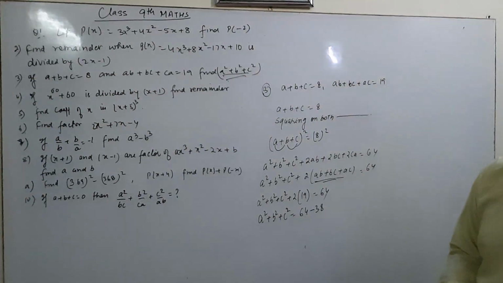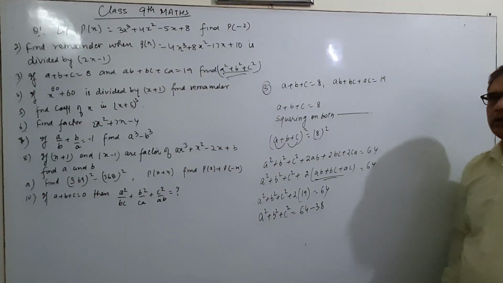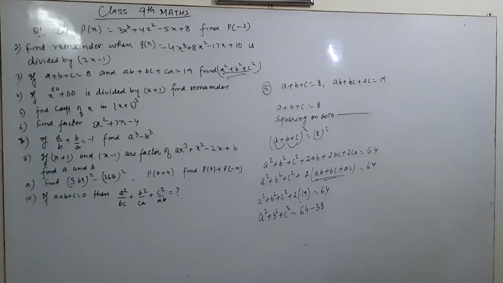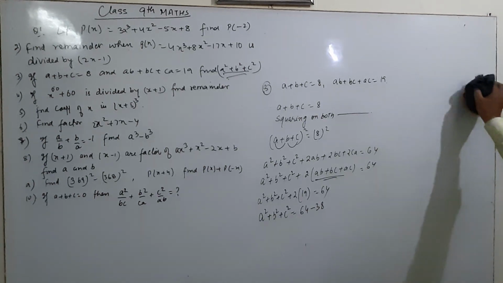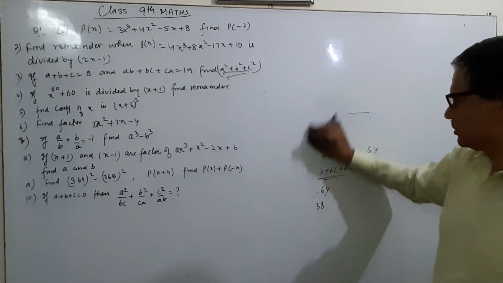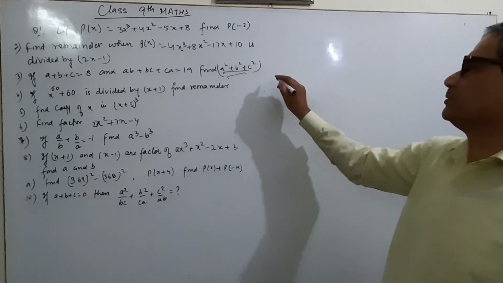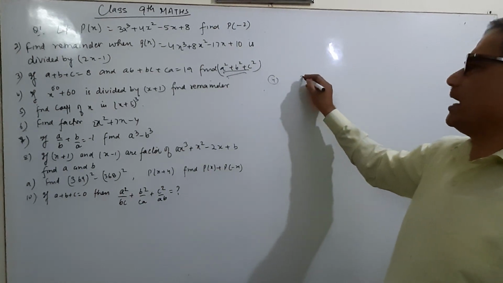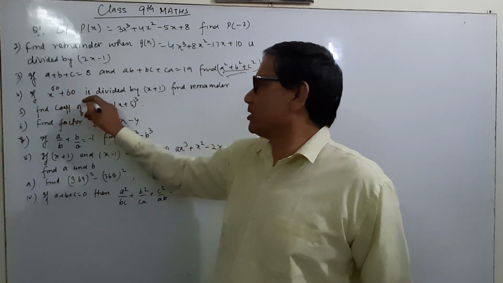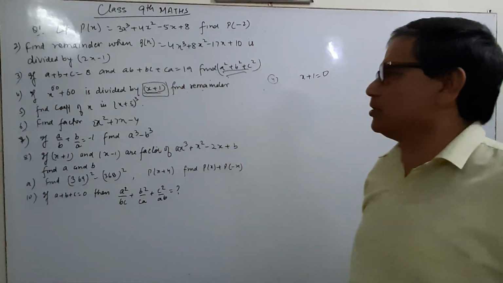This is question number 3. In this way we can find out the solution. Which one is question number 4? What is this, 4th question? x plus 1 equal to 0. x to the power 60 plus 60 is divided by this. Find remainder. So it means put x plus 1 is equal to 0.